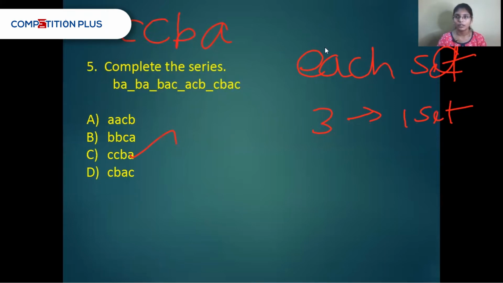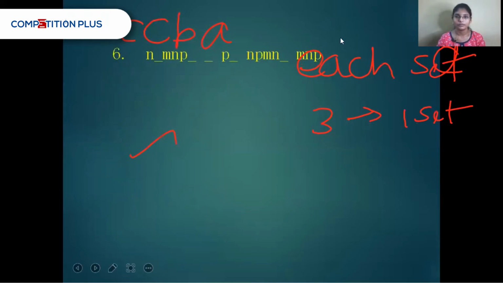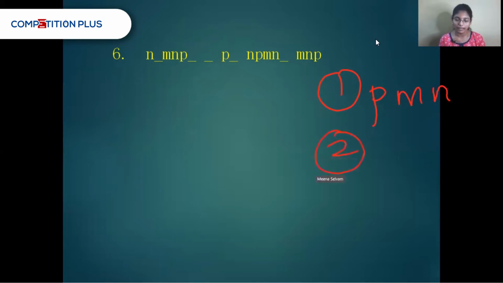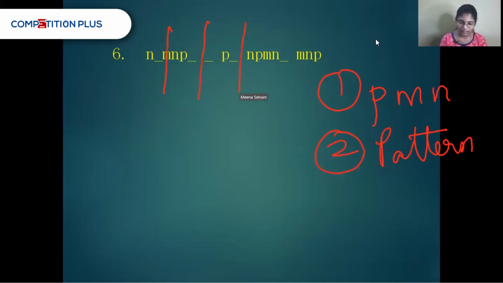Let's solve another question. This is your next question. N, M, N, P, then you have some blanks in between. So first step, identify the letters of the given question. It is P, M, N. These three letters are there and they are repeated. That is the second process. The repetition pattern is that they are continuously repeated. So each three letter set, let us segregate it. Three letters, three letters, three letters, three letters, three letters.